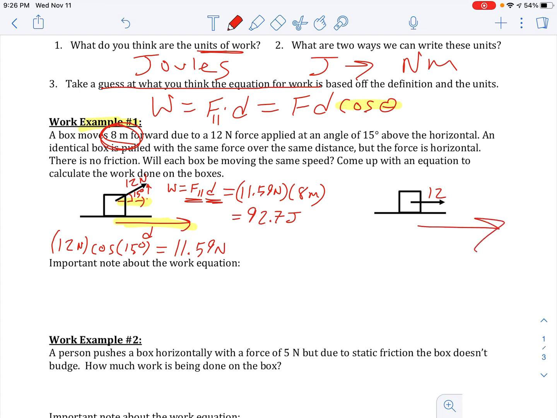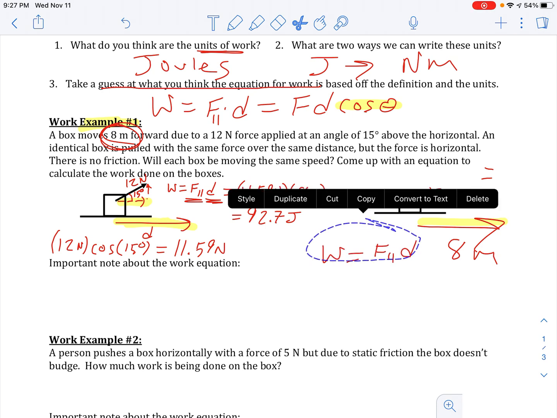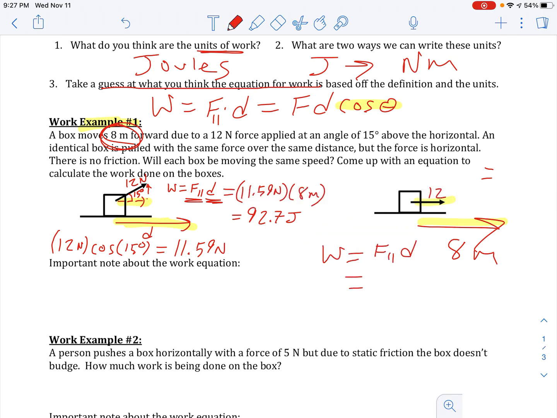right? It's all parallel to the displacement, and the displacement's still 8 meters. So if we want to find the work for that one, we go work equals force parallel times displacement, but we've already got the full 12 newtons is already parallel, so we're going to say work equals 12 newtons times 8 meters. And so that's going to give us 96 Newton meters, or like I said before, 96 joules of energy is transferred.